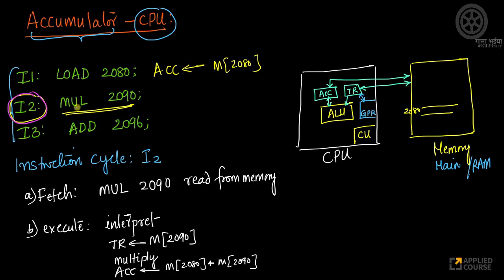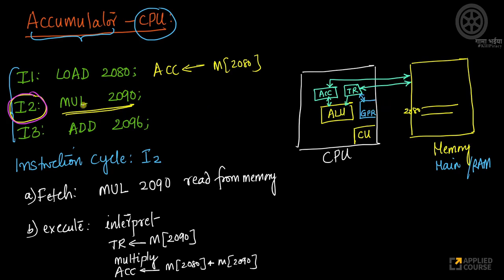Look at this. We have mul 2090. What are the inputs to the arithmetic logic unit? The accumulator is one input. The temporary register is the other input. The temporary register is connected to the main memory. Similarly, the accumulator is also connected to the main memory. The temporary register is also connected to your general purpose registers, like A, B, C, etc.